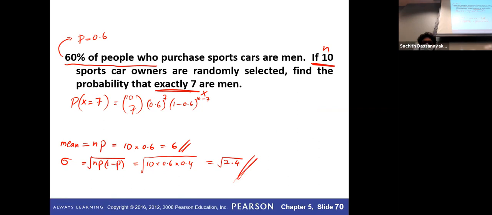Sometimes, just consider this same example. Sometimes they ask, what is the probability that less than 9 men, less than or maybe equal, okay, less than or equal 9 men. Just consider that's the easiest case. Less than or equal 9 men.